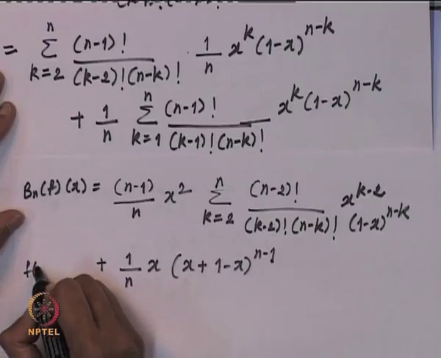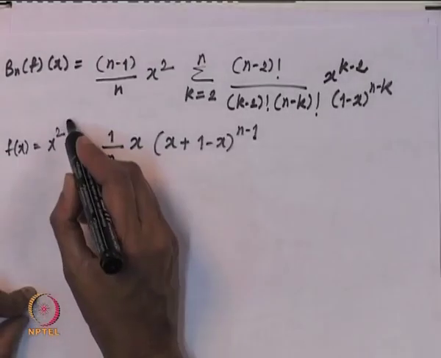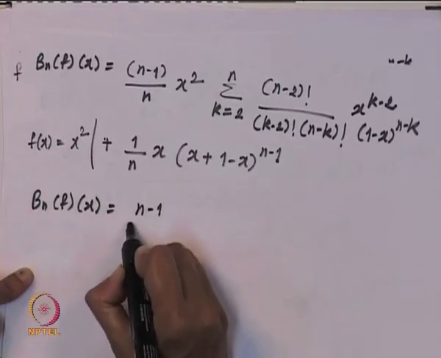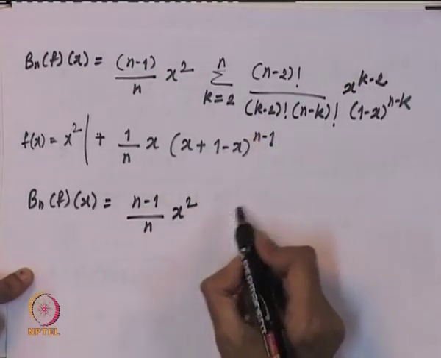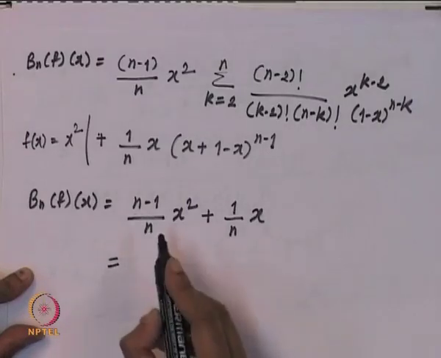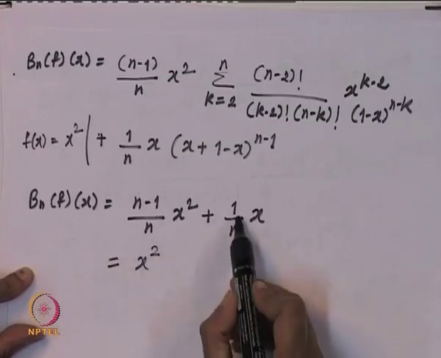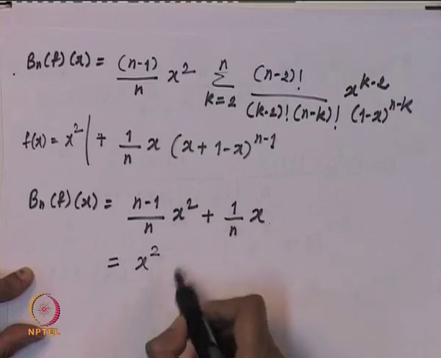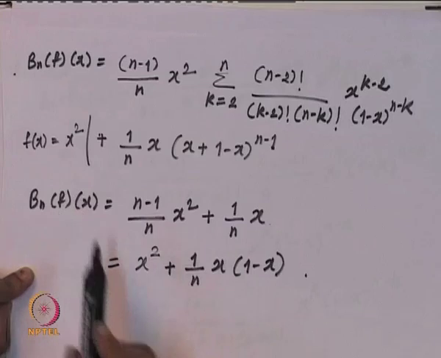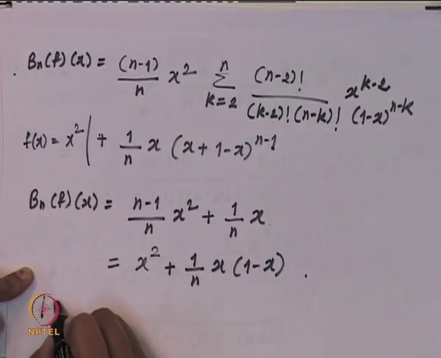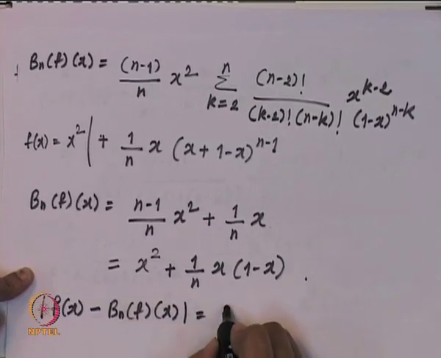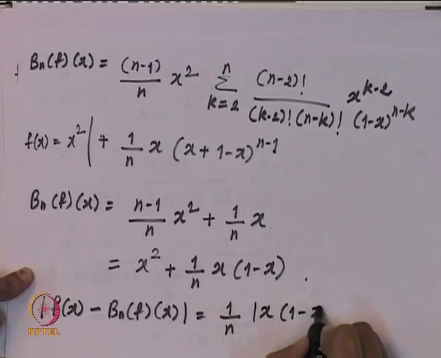So, this is for f x is equal to x square. So, now I get b n f at x to be n minus 1 by n x square, it is this term, plus 1 by n x, which is going to be equal to n by n and x square. So, it will be x square, and then plus 1 by n x minus 1 by n x square. So, it will be plus 1 by n x into 1 minus x. Our f x is x square. So, when I look at modulus of f x minus b n f at x, this is going to be 1 by n modulus of x into 1 minus x.